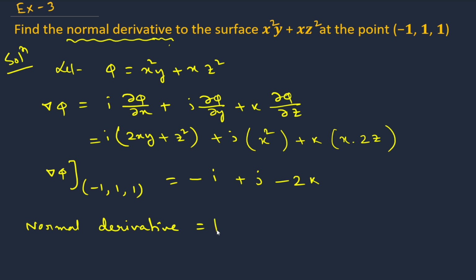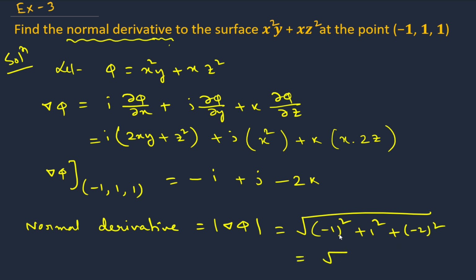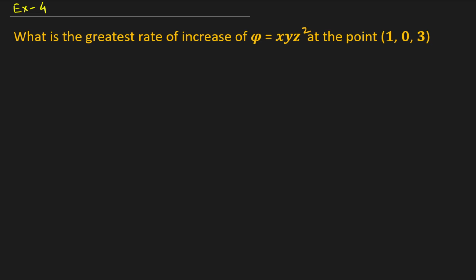So normal derivative is magnitude of what? Nabla phi. So just to simplify the magnitude, it will be -1 square plus 1 square and then -2 square. After calculation, 1 plus 1 is 2, then 4, how much is it? Root 6. Okay, so let us take one more problem of this unit normal.